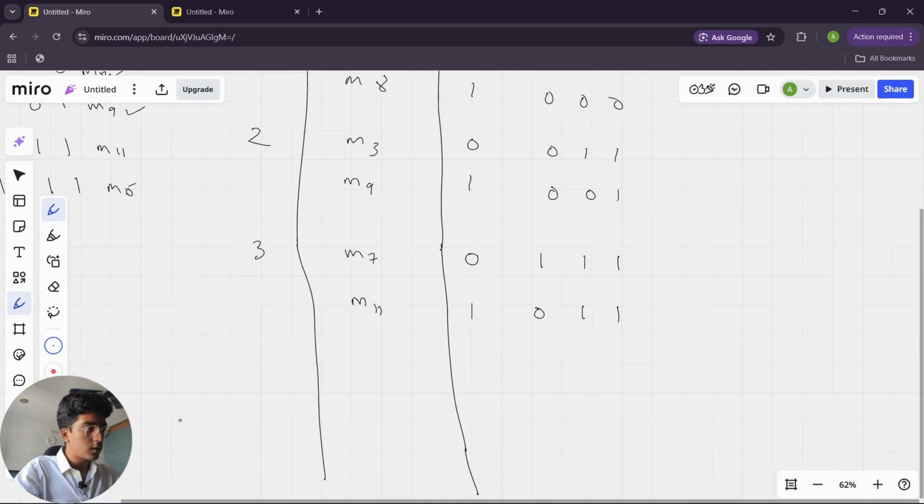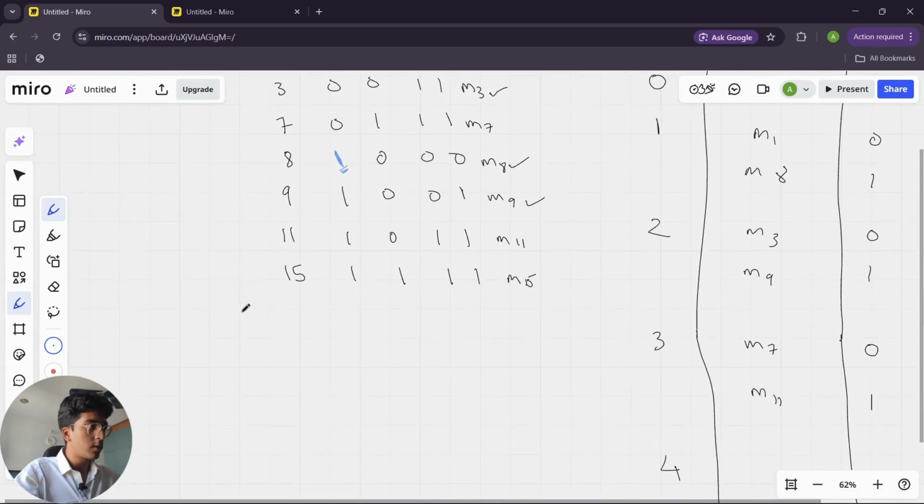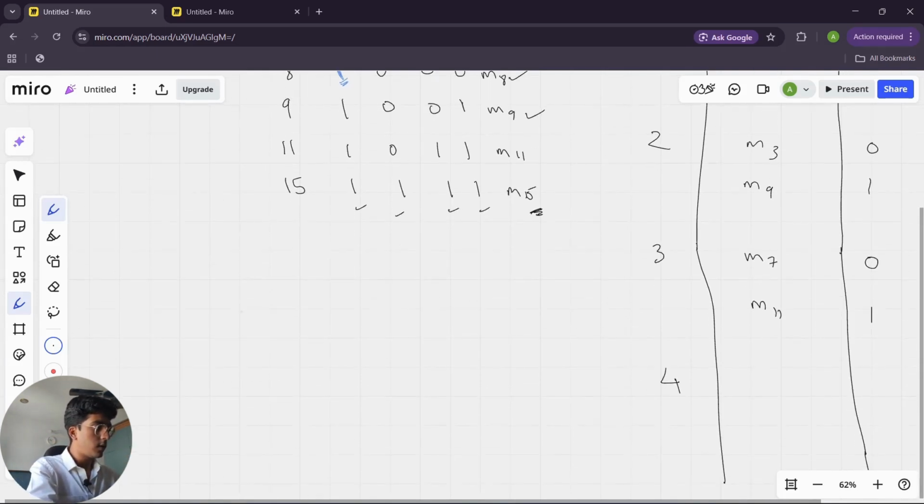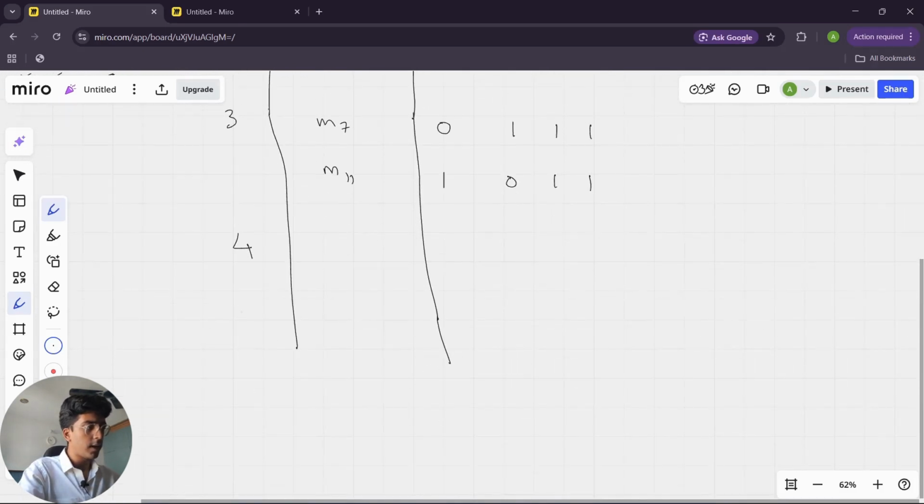If you have noticed, we have another one to write, which is the grouping of 4. Let's see how we write 4. There's only one minterm that has four ones in it, which is m15. So m15 is 1 1 1 1.